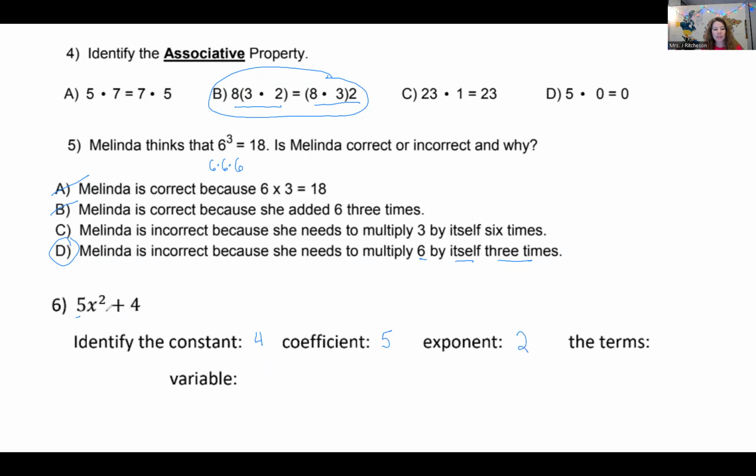A variable is a letter that represents an unknown amount or value in math. And then the terms, we have 2 terms. They're separated by a plus symbol. So the terms are 5x squared and +4. If either of those was a negative, we'd have to include the negative number. But since they're both positives, you don't have to include a plus symbol.